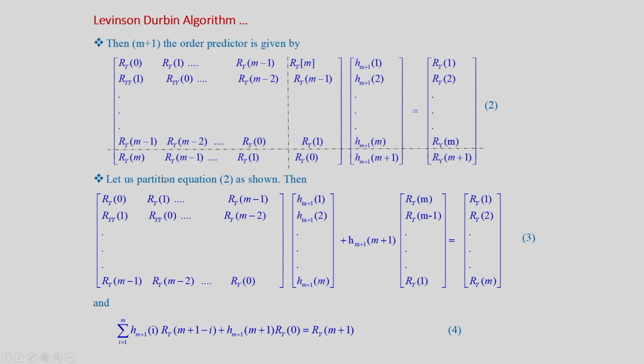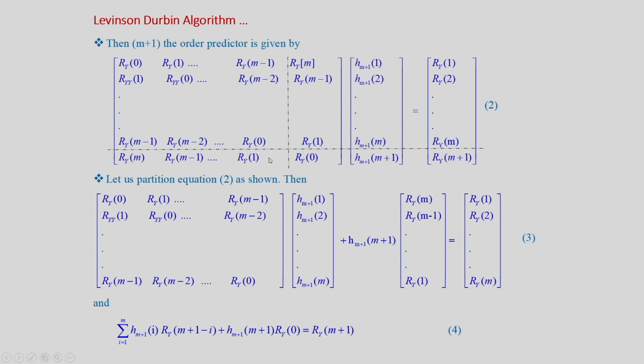Now, the Wiener-Hopf equation can be written as 2 equations. First, we multiply this matrix by this vector, plus this scalar multiplied by this vector, and then we get the right hand side. So, this Ry matrix multiplied by this h vector, plus h of m plus 1, that is this element, into this vector, we will get the right hand side, that is from Ry1 to Rym.